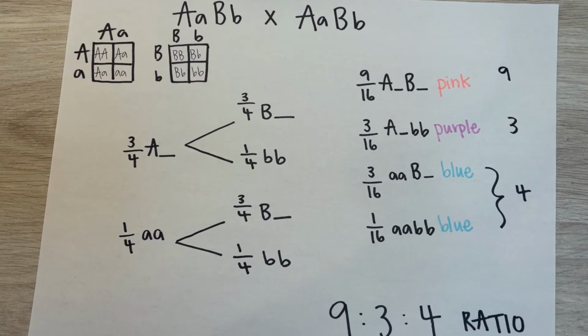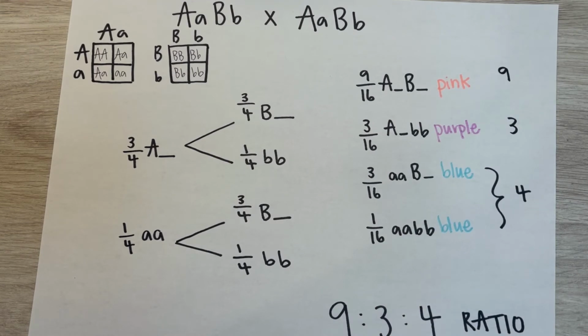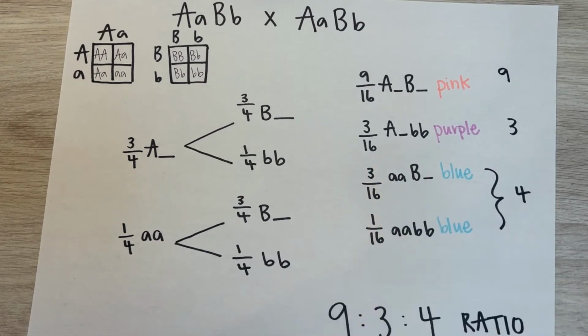The progeny that are dominant at both loci will appear pink because they have both the A and B enzymes. 9/16 of the offspring will appear pink. The progeny that are dominant at the A locus and recessive at the B locus will appear purple, making up 3/16 of the offspring because they only have the A enzyme.